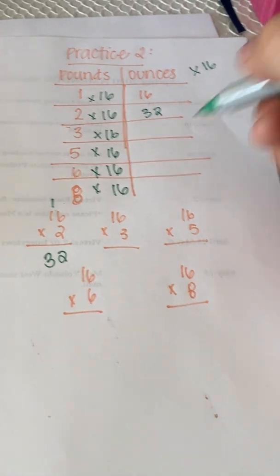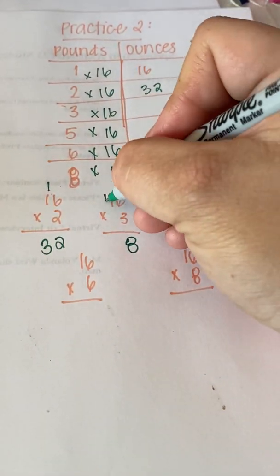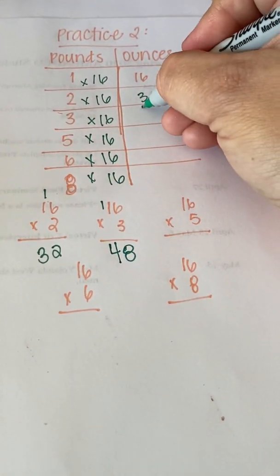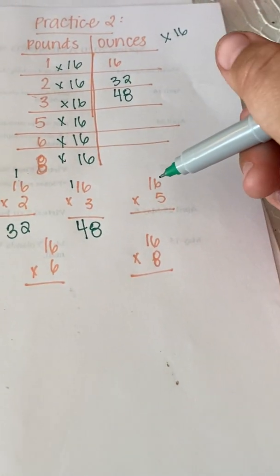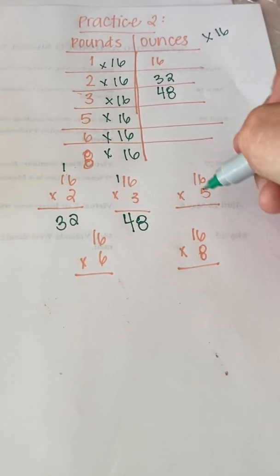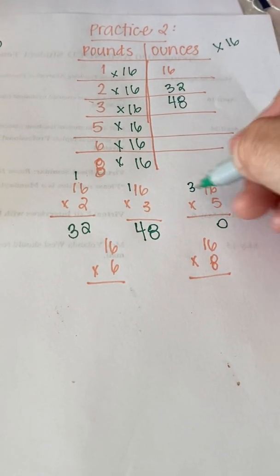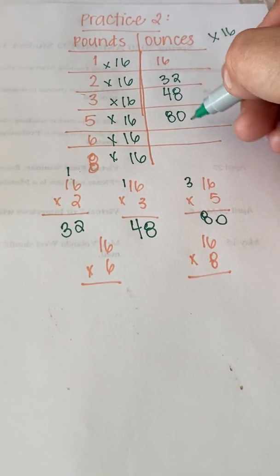So then 3 times 16, we would work it out. 6 times 3 is 18. 3 times 1 is 3, plus 1 is 4, so 48. And then we're going to just keep working them out. 6 times 5 is 30. 5 times 1 is 5, plus 3 is 8, so 80. Therefore, 5 times 16 is 80.